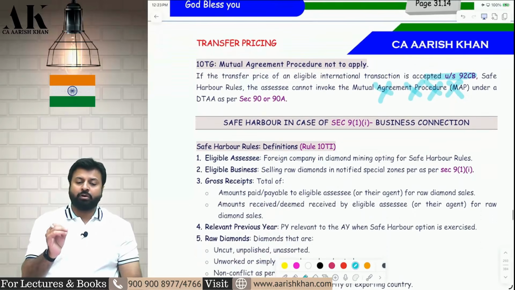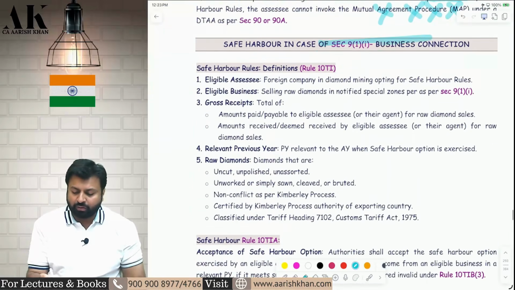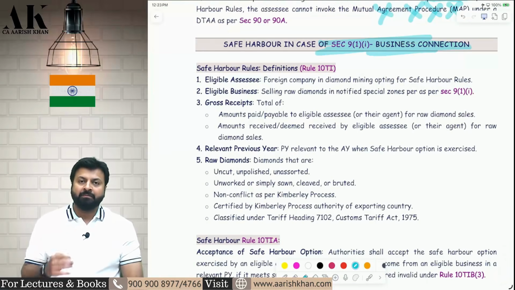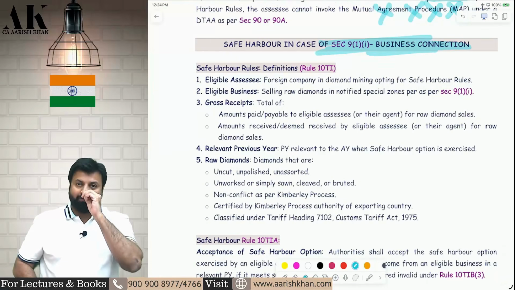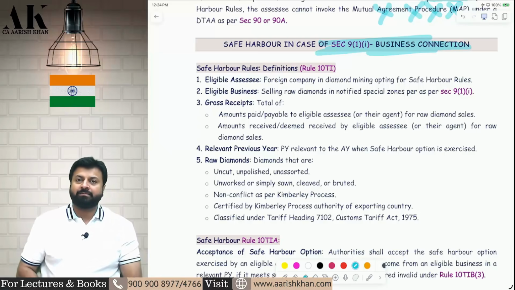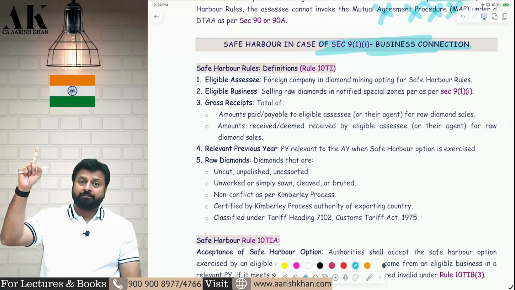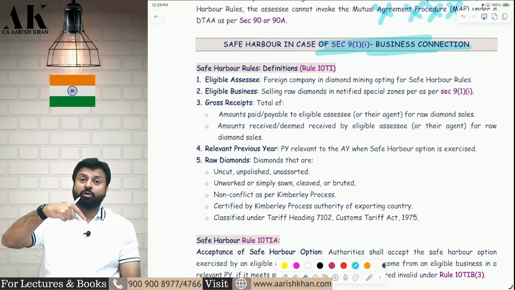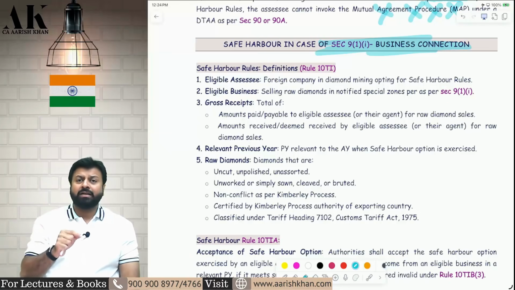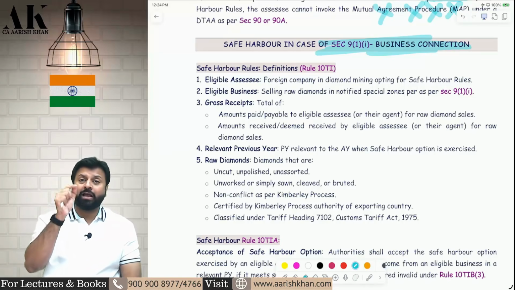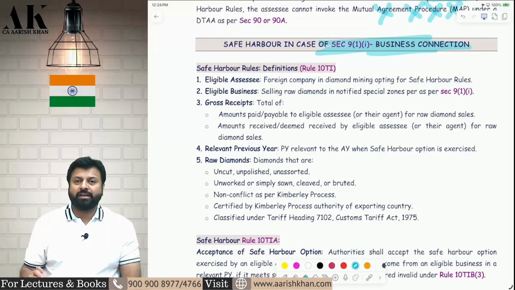So this is what the safe harbor rule of transfer pricing is all about. Now we will talk about the safe harbor rule of business connection, section 9(1)(i). This is applicable to certain businesses. If you remember, we did this in the non-resident taxation chapter earlier: if a foreign company comes to Mumbai, Bharat Diamond Bourse, or goes to the Gujarat Diamond Bourse, Surat, and displays its uncut and unpolished raw diamonds, then that does not amount to business connection. Remember, if they confine their activities to display of uncut and unpolished diamonds, that does not amount to business connection. Do you remember that? I hope you remember that.